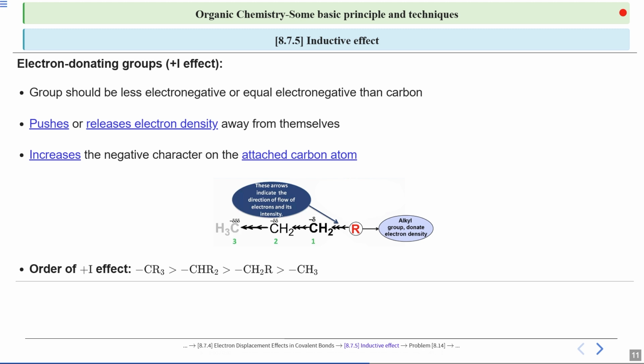If I ask you, can we have an even lower group? Yes, hydrogen can be a case, but this can be relative. It will depend upon the group to which it is attached. But for now, you can say that hydrogen has the least plus I effect. Okay, and that thing is obvious also, because hydrogen is less electronegative than carbon. So if you increase the number of hydrogen atoms on carbon, its donating capability will decrease.